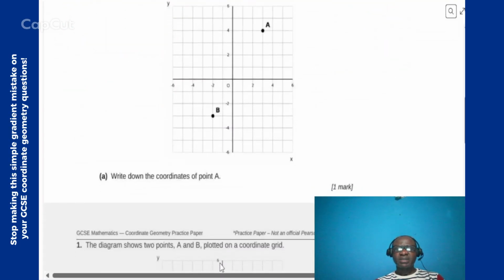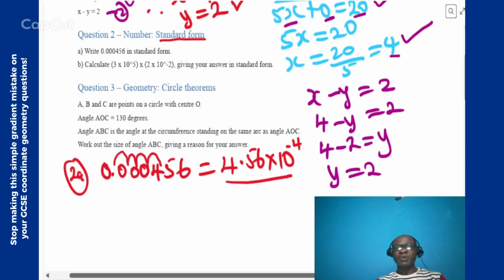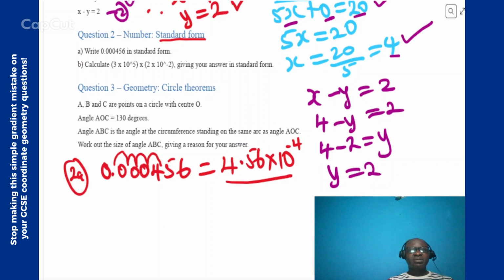Sorry, I'm trying to create a space. All right, so the space is there. Now, in number 2A, 2B, it is like this.